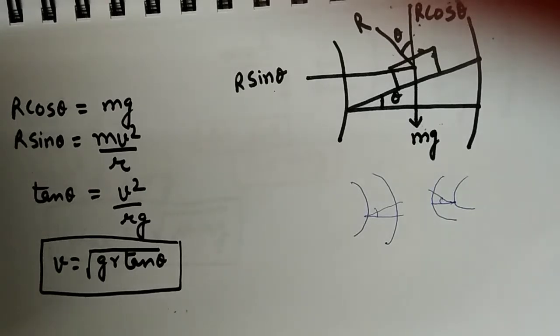Speed limit on this flyover is 40 km per hour or 60 km per hour. So the speed limit means if we go beyond that, there is a chance that our car can skid and a major accident can happen. This is how we calculate the maximum speed.